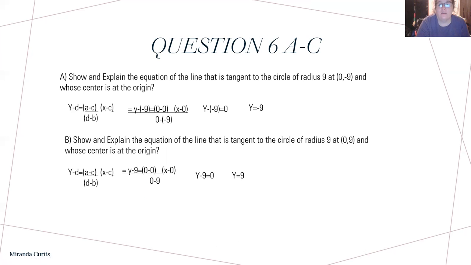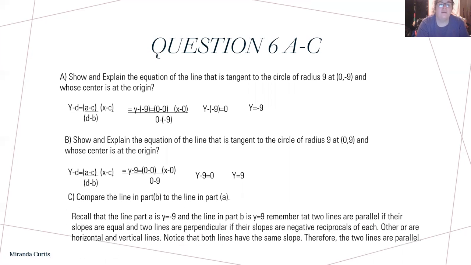So don't forget the origin was 0, 0. So we're going to get positive 9 this time. Last time we got -9. It says compare the line in part B to the line in part A. Recall that the line in part A is y equals -9, and the line in part B is y equals 9. Remember that two lines are parallel if their slopes are equal, and two lines are perpendicular if their slopes are negative reciprocals of each other or are horizontal and vertical lines. Notice that both lines have the same slope, and they do. One's negative, one's positive, and therefore the lines are parallel.